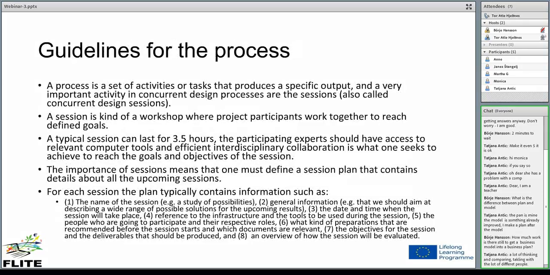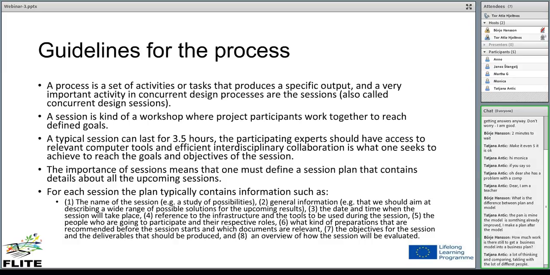We also said that you need to go through a process. A process, we can say, is a set of activities or tasks that produces a specific output. And a very important activity in concurrent design processes are what we call sessions. So the sessions, we recommend that you in your group plan a set of sessions where you work together. And a session is almost a kind of a workshop where the project participants work together to reach the defined goals.